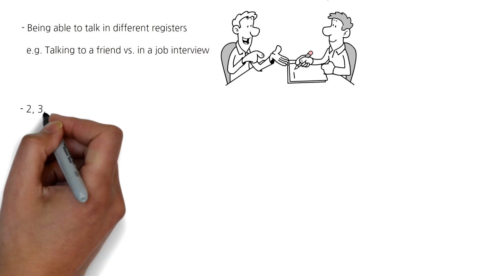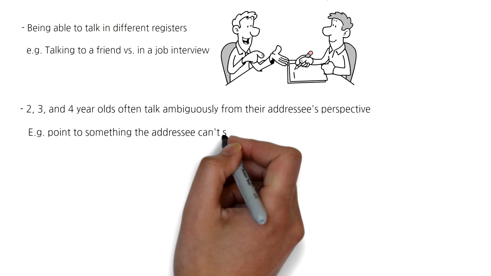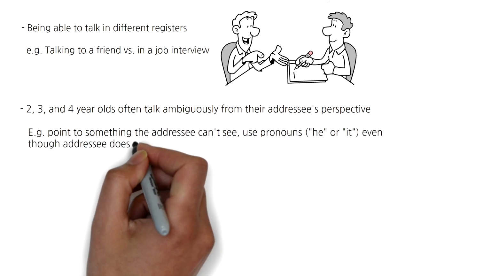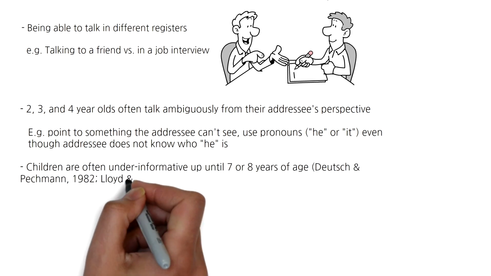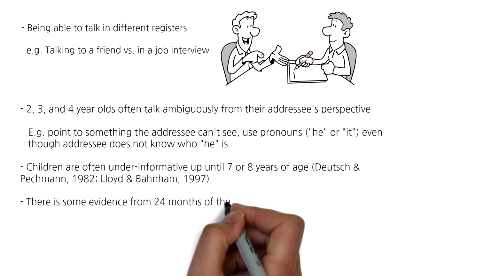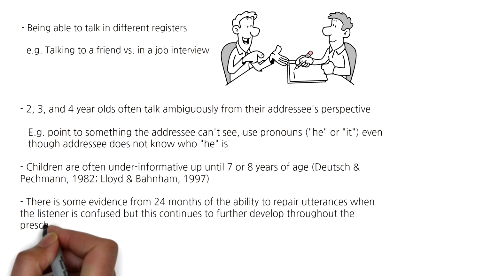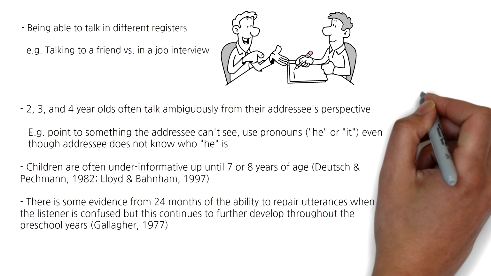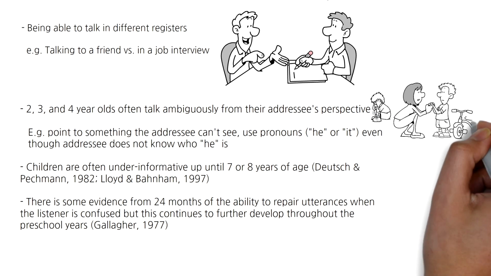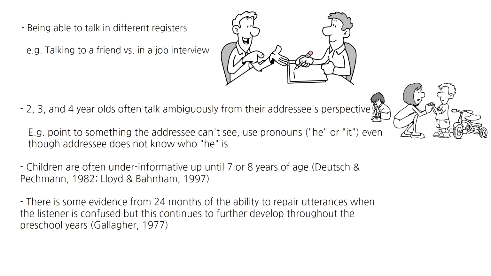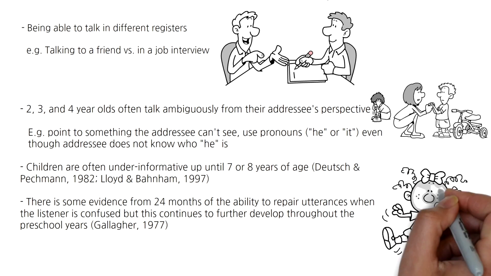2, 3, and 4-year-olds often refer in a way that is ambiguous from their addressee's perspective. For example, they might point to something their addressee can't see, or refer to something with pronouns, for example, "he" or "it", even though their addressee doesn't know who he is. Children are often underinformative up until the ages of 7 or 8 years, and this was shown by Deutsch and Pechmann in 1982, and Lloyd and Barnham in 1987. Within pragmatic development, there is also the ability to repair utterances when the listener is confused. There is some evidence from 24 months by Gallagher in 1977, but this is seen to continue to develop throughout the preschool years.